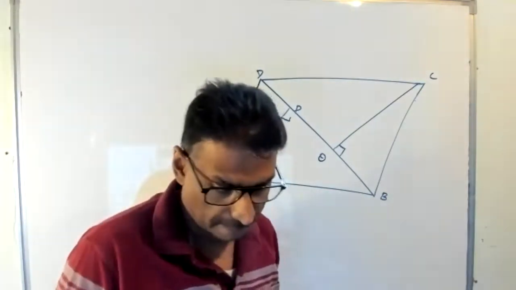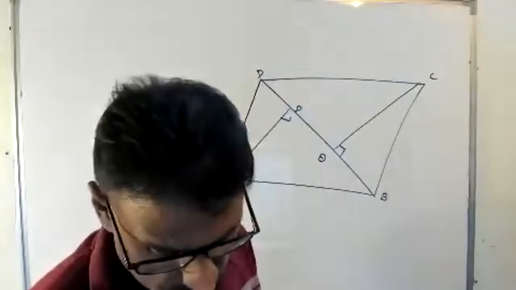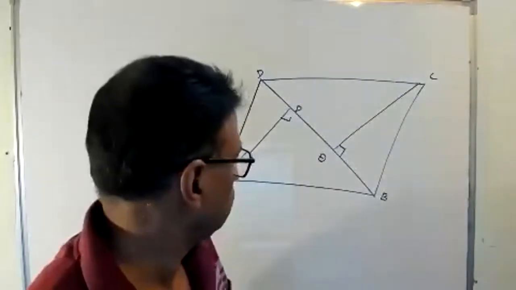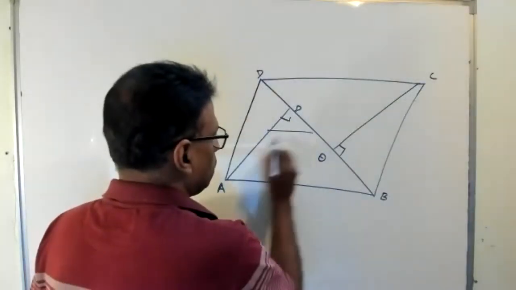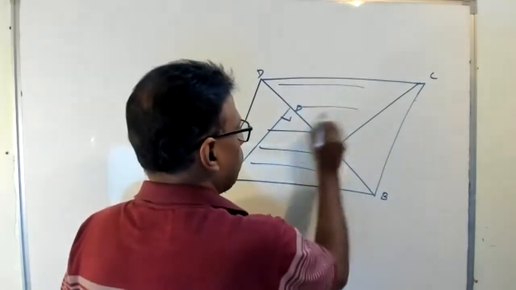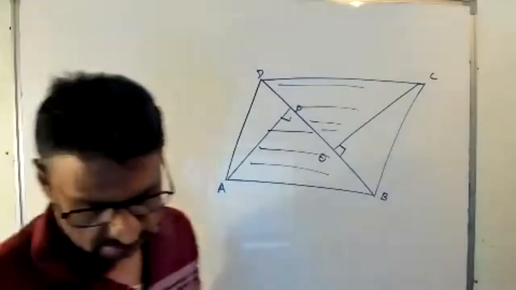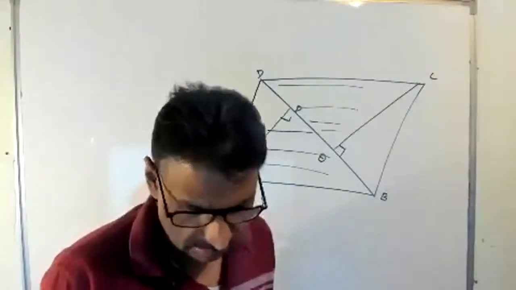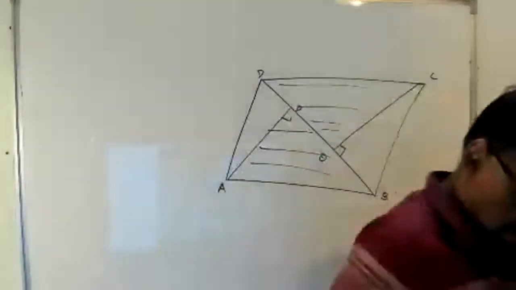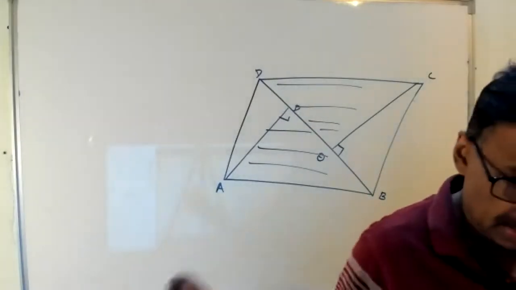A, B, P, you shade this one. These two triangles are congruent. You got to show. Okay, I'll give you 2 more minutes.